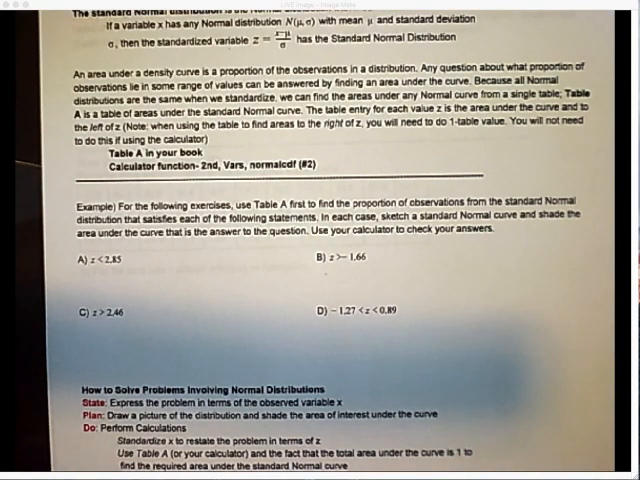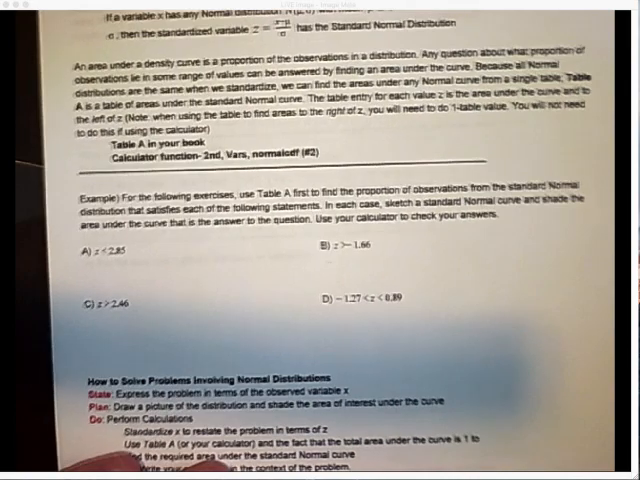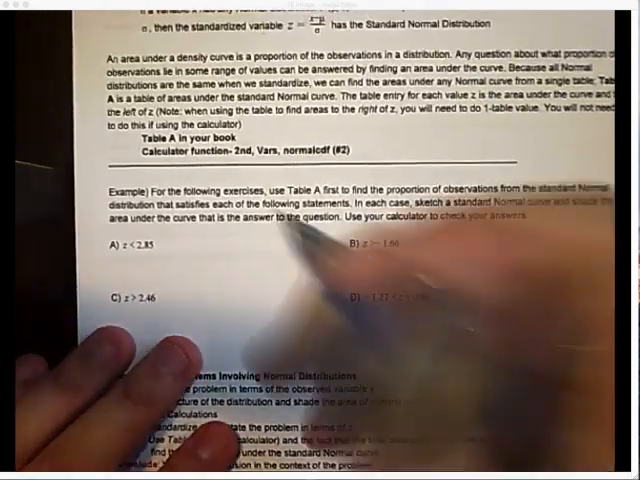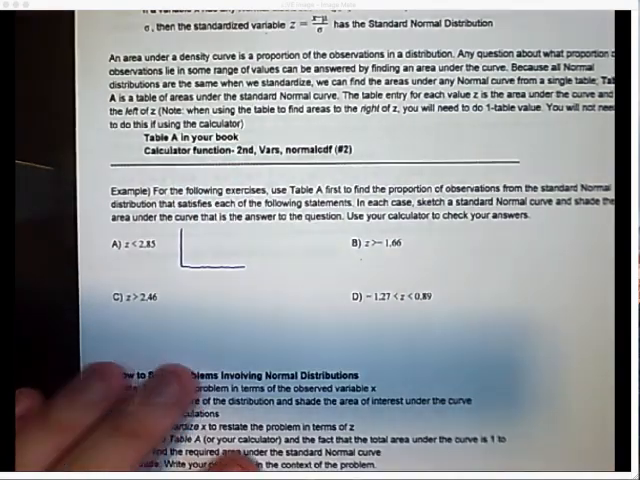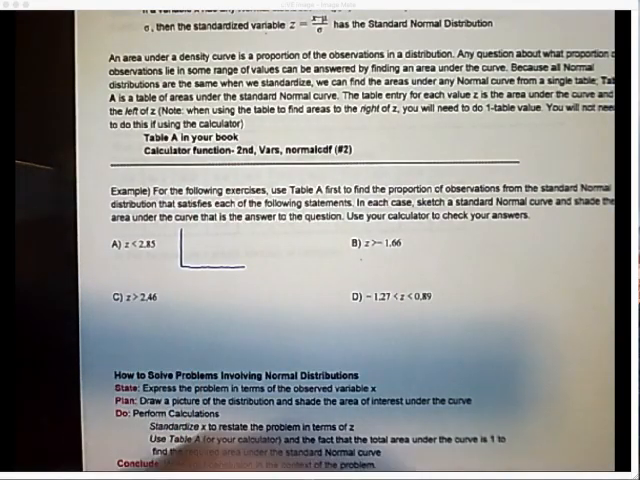Okay. So in this example, it says for the following exercises, use table A to find the proportional observations from the standard normal distribution that satisfies each of the following statements. In each case, sketch a standard normal curve and shade the area under the curve that is the answer to the question. And then use our calculator to check our answers. So in this first problem, they want to know what proportion of people have z-scores less than 2.85.